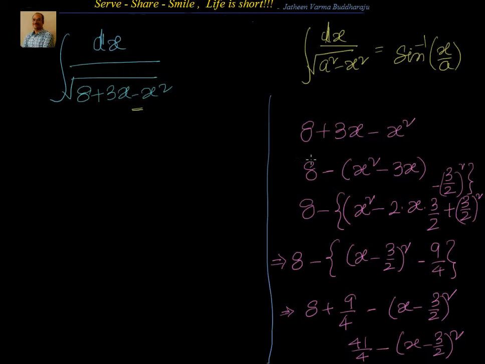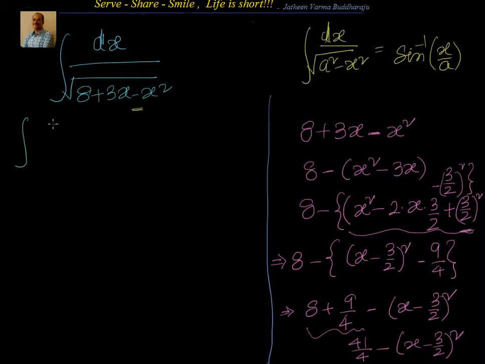Let us see how we did that. We see minus x square, so we took minus out. We got a square minus 2ab terms. We saw that b is 3 by 2. So we have to add b square and subtract b square. Now this whole part will become x minus 3 by 2 whole square. This is minus 9 by 4. Now minus of minus becomes plus. You take the constant term out. You have 41 by 4 minus x minus 3 by 2 whole square. So we are ready now.